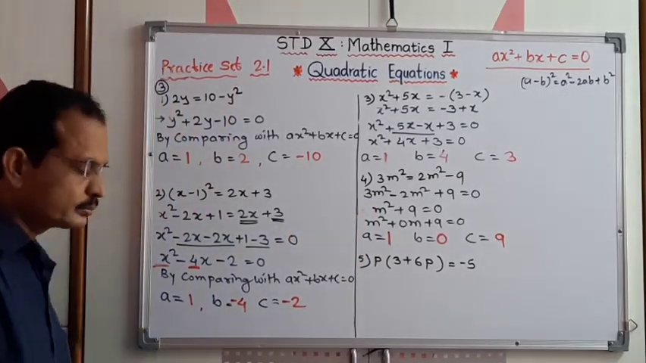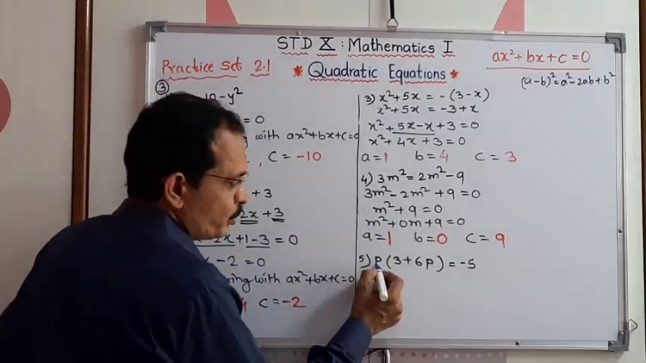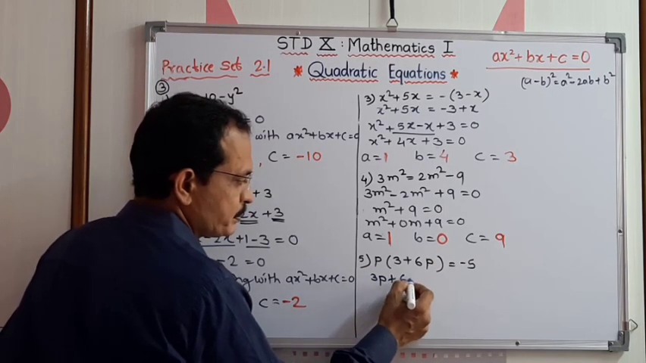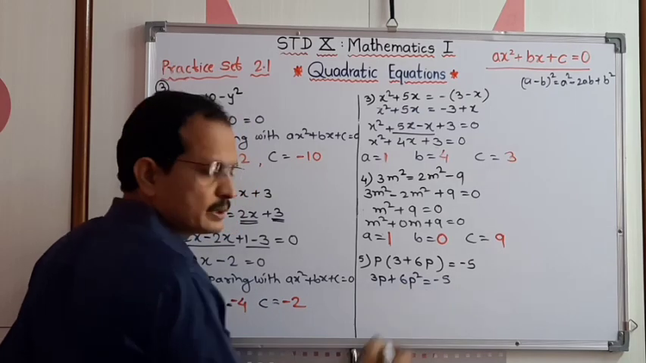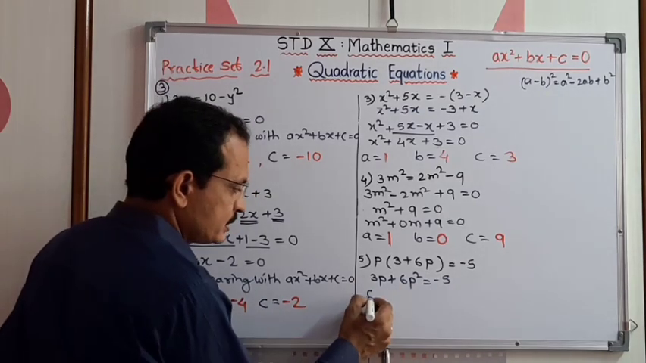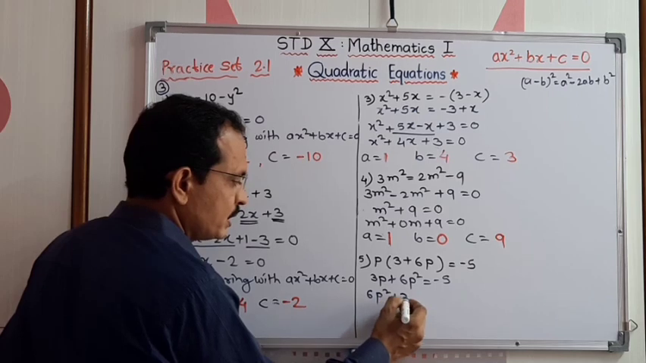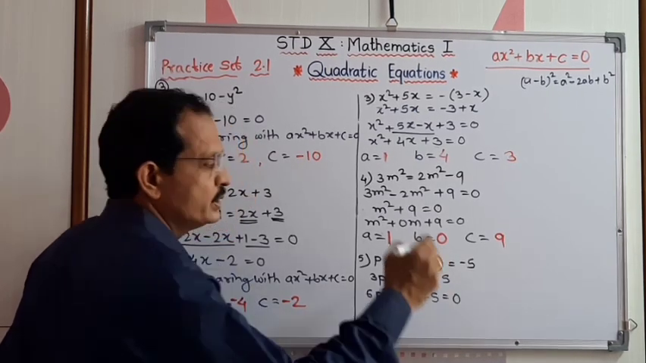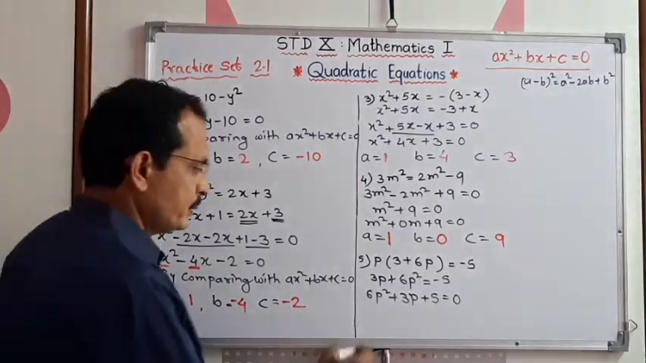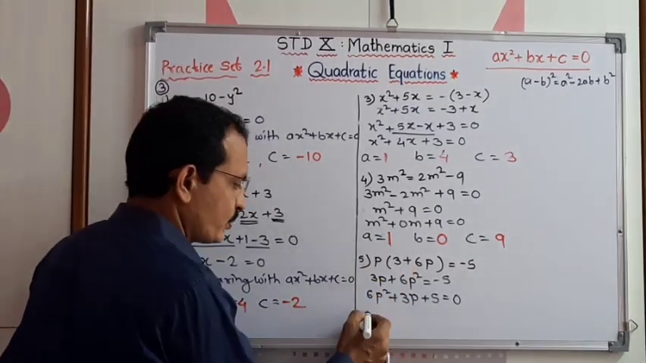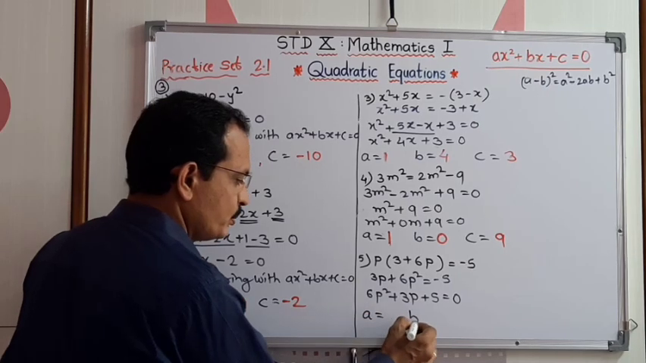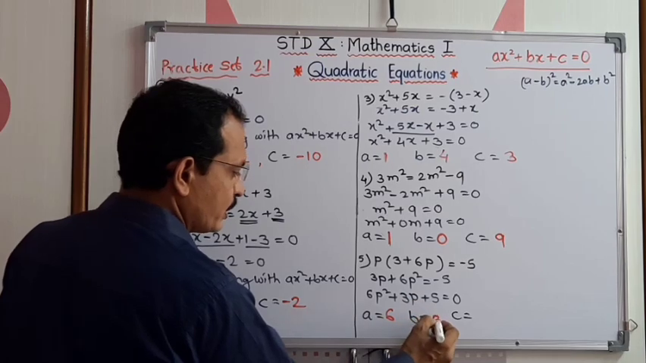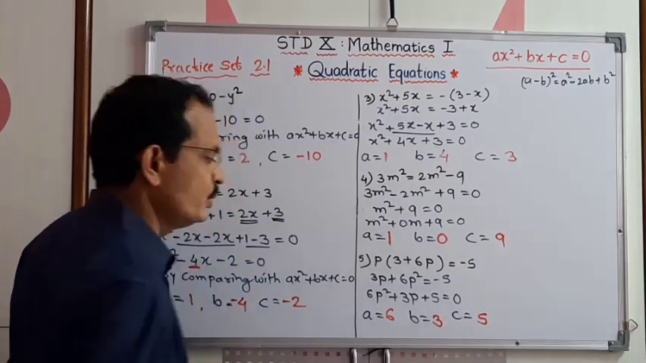Next one. Here it is. We have to multiply this bracket with p. Therefore, it is 3p plus 6p square is equal to minus 5. And here it is 6p square plus 3p plus 5 is equal to 0. Now, by comparing with standard form, we get a is equal to, b equal to, and c. A equal to 6, b equal to 3 and c is equal to 5.